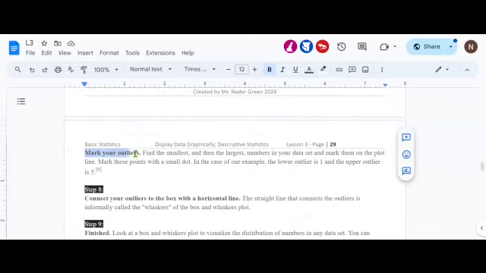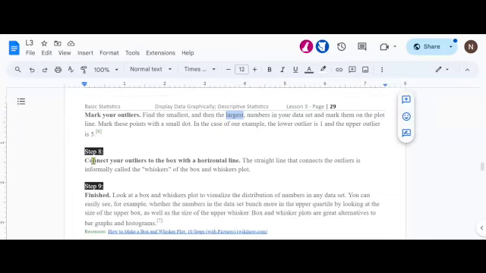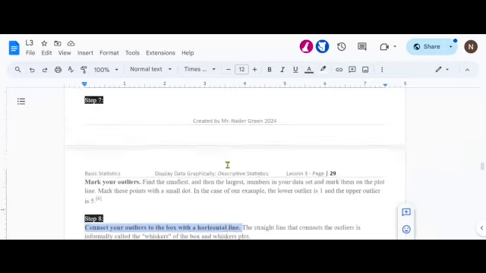mark your outliers. Find the smallest and then the largest. What's the smallest number you have? What's the largest number you have? 5. Okay, step number 8, connect. Mark these points with a small dot. Step number 8, connect your outliers to the box with a horizontal line.